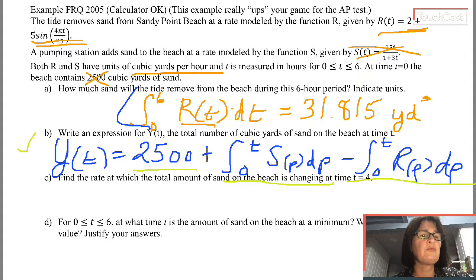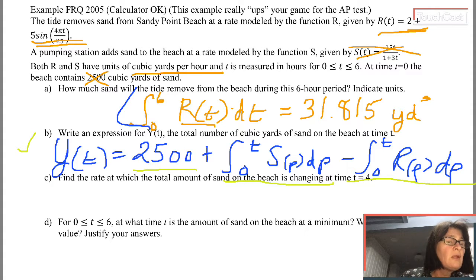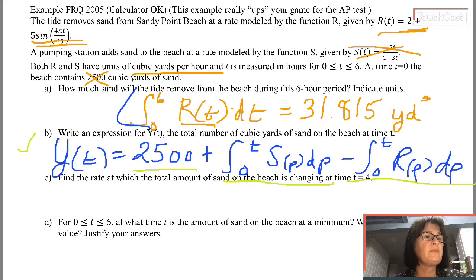Letter C is a derivative question, so it's good to remember that we still understand about derivatives. Find the rate at which the total amount of sand on the beach is changing at time t equals 4. This question you could answer without having answered letter B, but since we've answered letter B, watch how fast this goes. I'm going to move me out of the way.